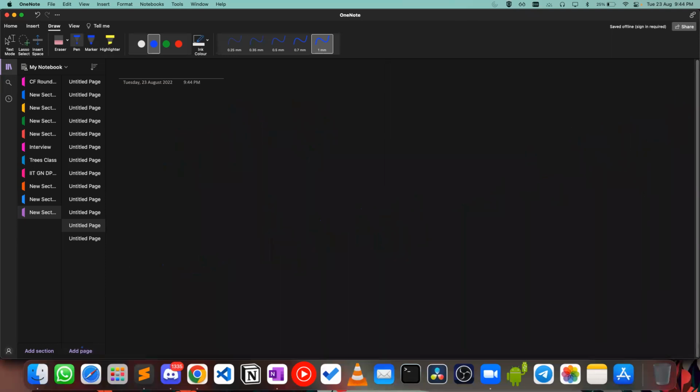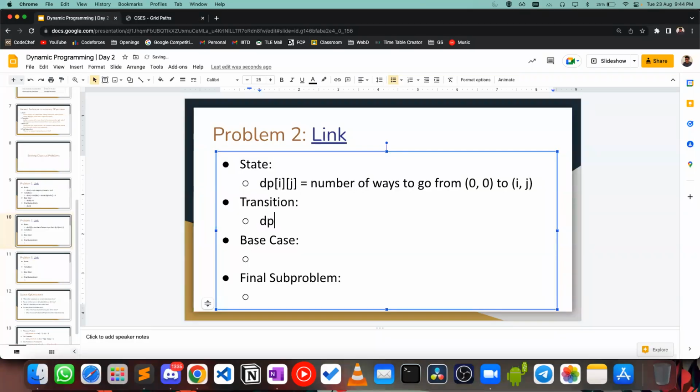So what did we talk about? We talked about state. We talked about transition. The base case is the point where we talk about where exactly the transition fails. So we'll consider that as a base case, right? So is the transition clear to everyone?